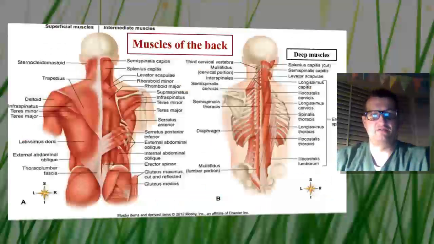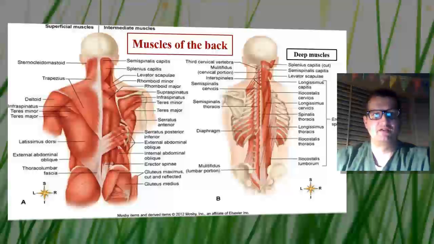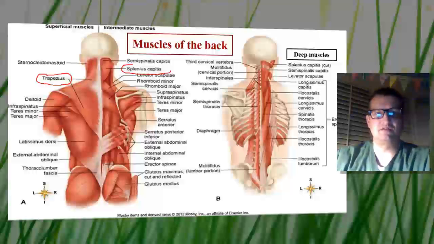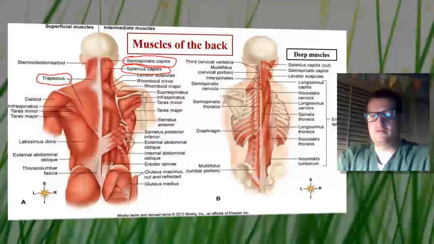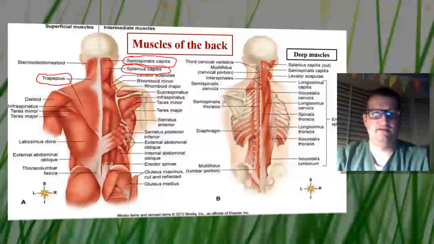Muscles of the back, there's many muscles of the back, which is why people frequently have back pain, because it's very complex. But the major ones are the trapezius, which again move the head laterally and also extend the head. The splenius capitis also extends the head. The semispinalis capitis does the same thing. The rhomboids pull the shoulder, or adduct the shoulder blade.